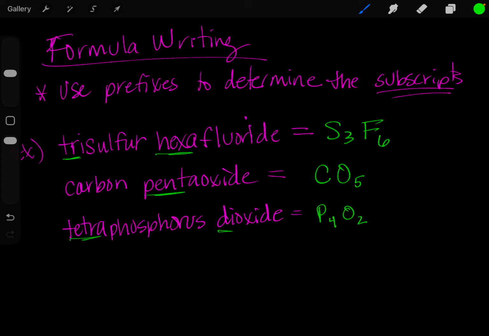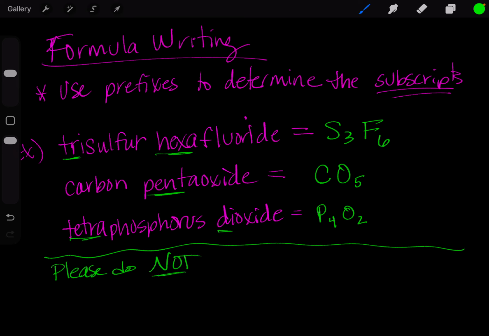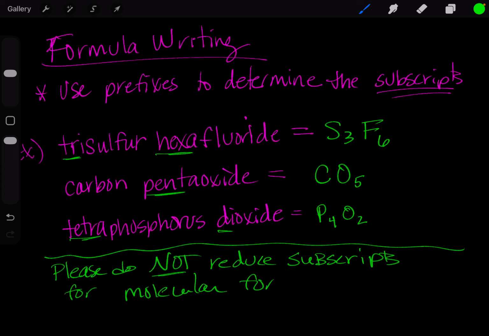Okay. Keep in mind, please do not reduce any subscripts at this point in time, because these are molecular formulas, and they should show the exact number of atoms of each element. Okay, so you should know how to write the formula and you should be able to write the name of the molecular formula as well.